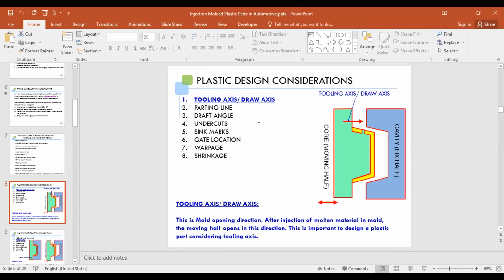So, the plastic design considerations. These are the common considerations which we need to keep in mind when we are starting the design of any plastic part. So the first one is the tooling axis or draw axis.